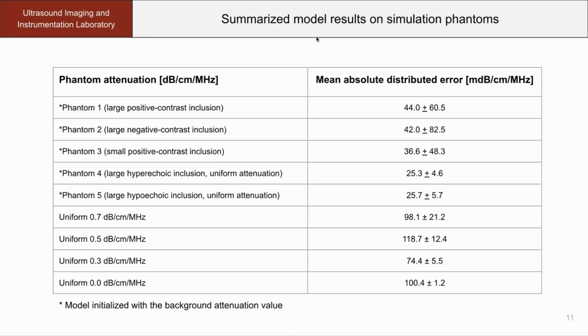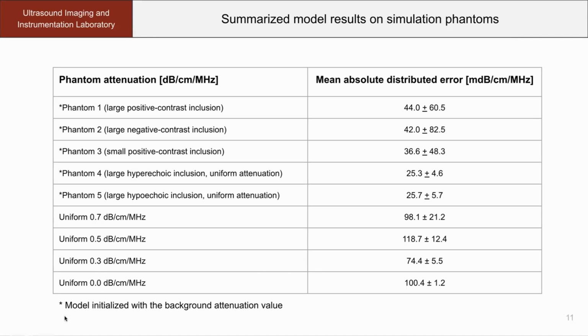Here's a summarized table of our model results on simulation phantoms. Here we can see phantoms 1 through 5, which we just looked at on the previous slides. And in this column, we can see the mean absolute distributed error in units of millidecibel per centimeter per megahertz. We also see additional homogeneous phantoms of attenuating values 0.7 through no attenuation.